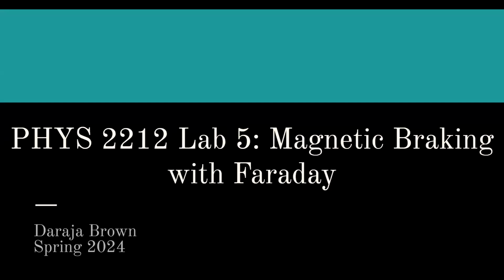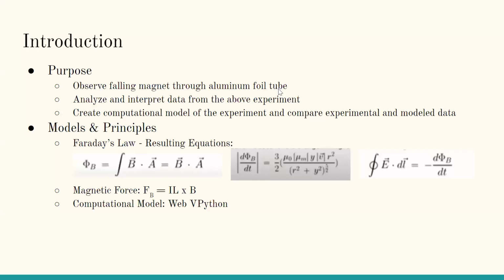Hi, my name is Daraja Brown, and this is my Lab 5, Magnetic Braking with Faraday. So the purpose of this lab is to observe a falling magnet through an aluminum foil tube and then to analyze and interpret that data. And finally, we will create a computational model of the experiment and then compare the experimental and model data.